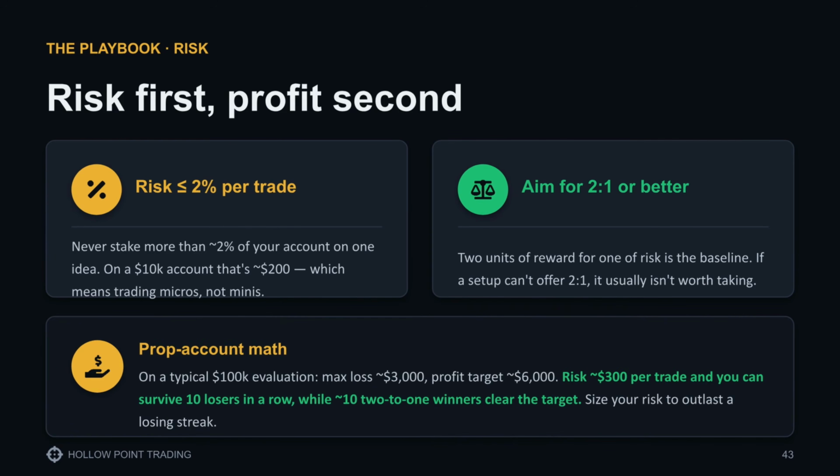Finally, manage risk above all else. Limit each trade to no more than 2% of your account, and aim for a 2-to-1 reward-to-risk ratio. For those using prop firm accounts, size your risk to survive consecutive losses, ensuring your capital lasts long enough for your edge to play out.